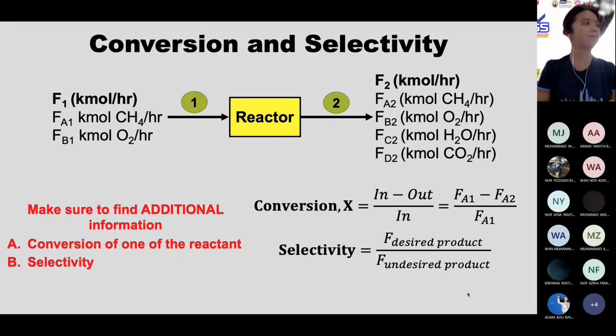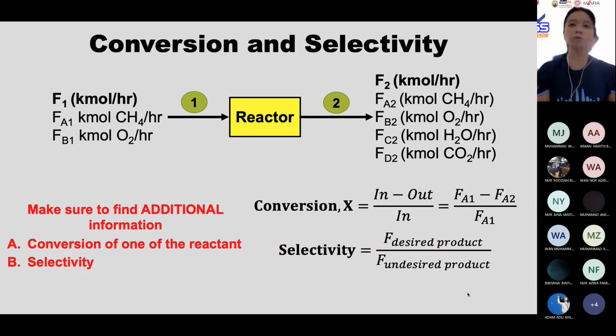yang masuk. So for example, Fa1, that is molar flow rate of methane, right? Molar flow rate of methane in minus molar flow rate methane out, divided again by molar flow rate of methane in. Sebabkan conversion ni lah, kamu punya perkiraan tu semua kena dalam bentuk mol atau molar flow rate. Dia tak boleh mass. Sebab conversion ni based on bilangan mol. Ada bilangan mol atau molar flow rate. Tapi dia tak boleh mass or mass flow rate.